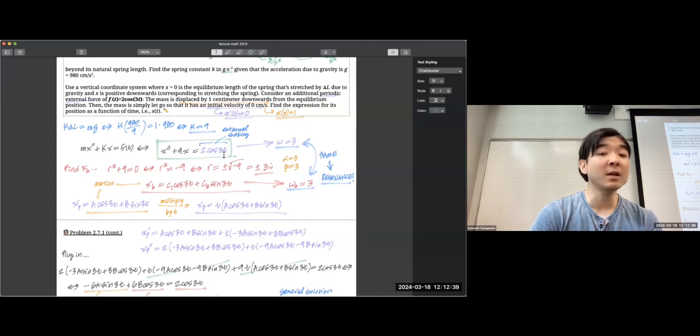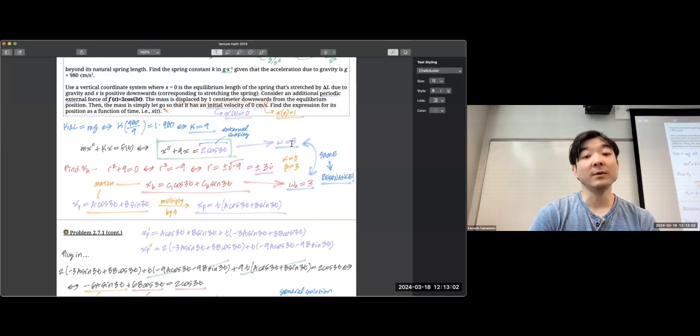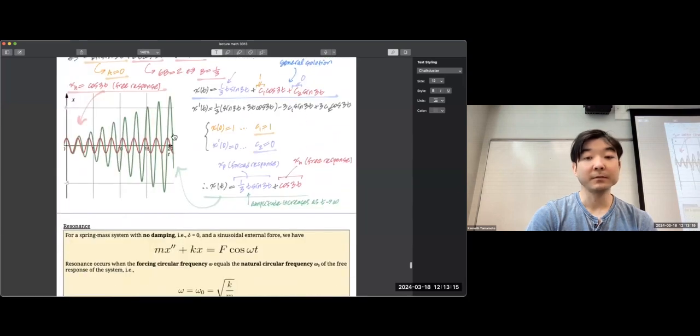And why would you have the same argument? It's because omega naught, which is the frequency of your natural oscillation of your system, matches your external oscillations. So if your natural frequency is the same as your external frequency, so you're shaking it at the same frequency as it naturally wants to vibrate, that's going to cause something called resonance, which means it's going to amplify the vibration so that it grows like this.